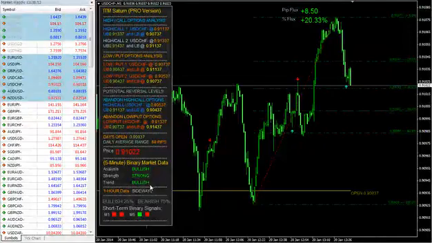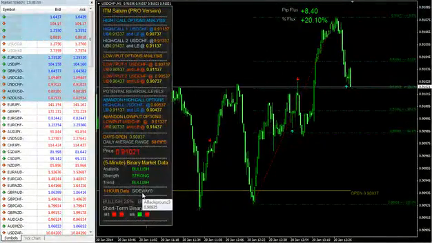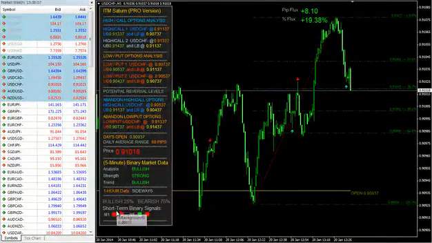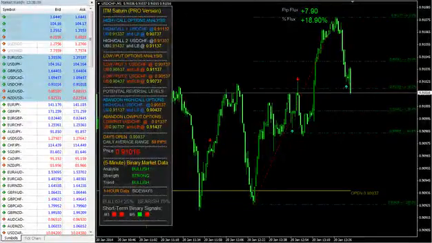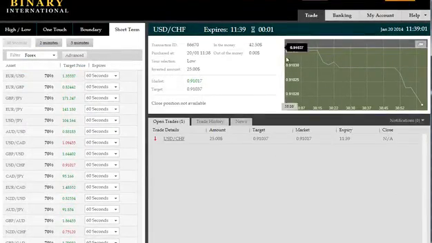So we're obviously seeing a very strongly in the money signal here. That's probably going to expire in the money. Let's quickly switch back to the trading platform and see. We've got a second left and we have expired in the money.